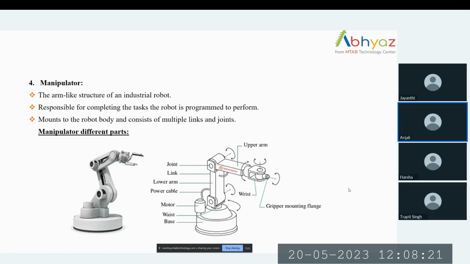The last one is the manipulator. The manipulator is like the structure of an industrial robot. It is responsible for completing the task which is assigned to the robot. It is mounted to the robot body and consists of multiple links and joints. You can see different parts of this manipulator, which include joints, links, arms, motor, and base.